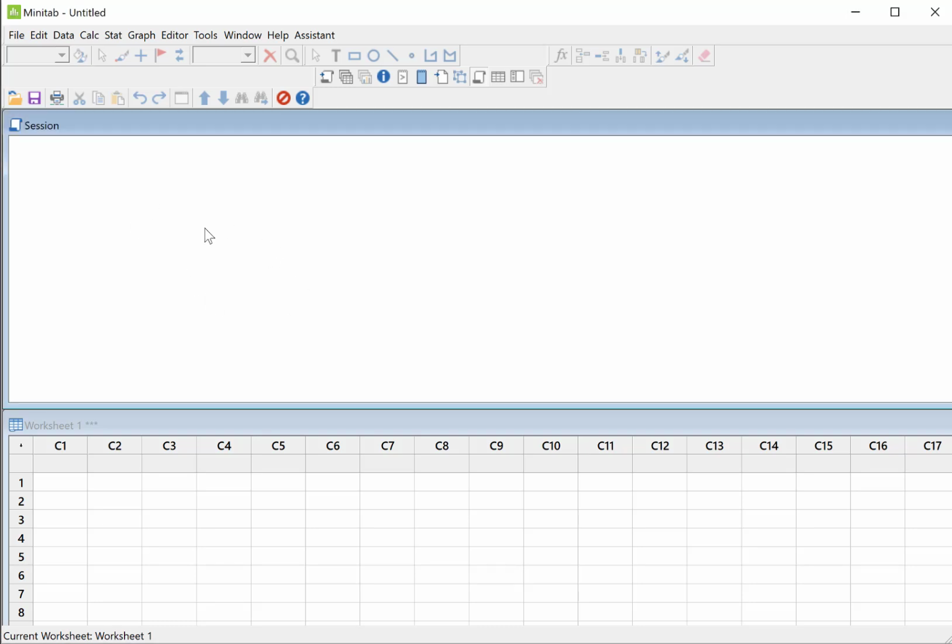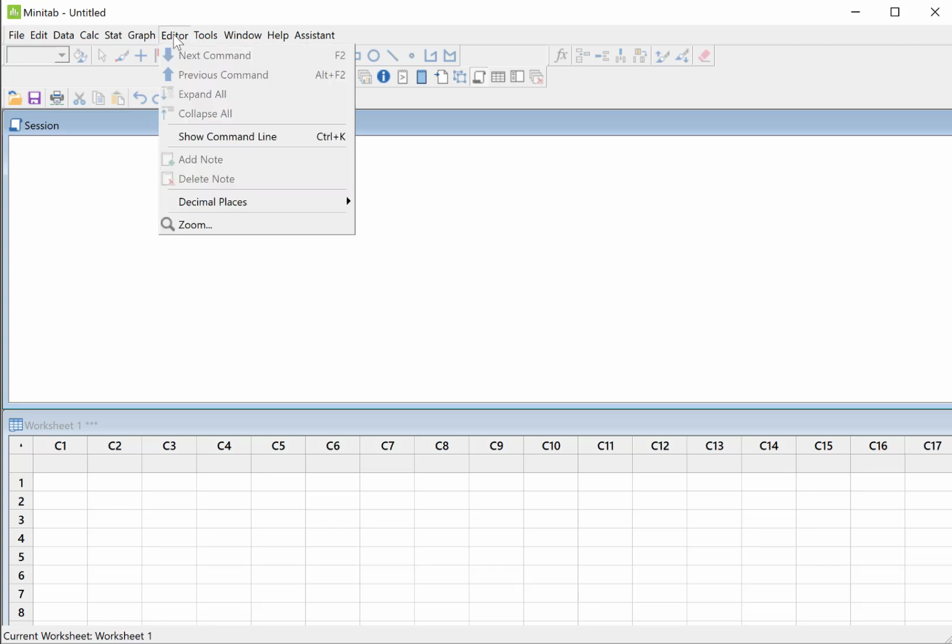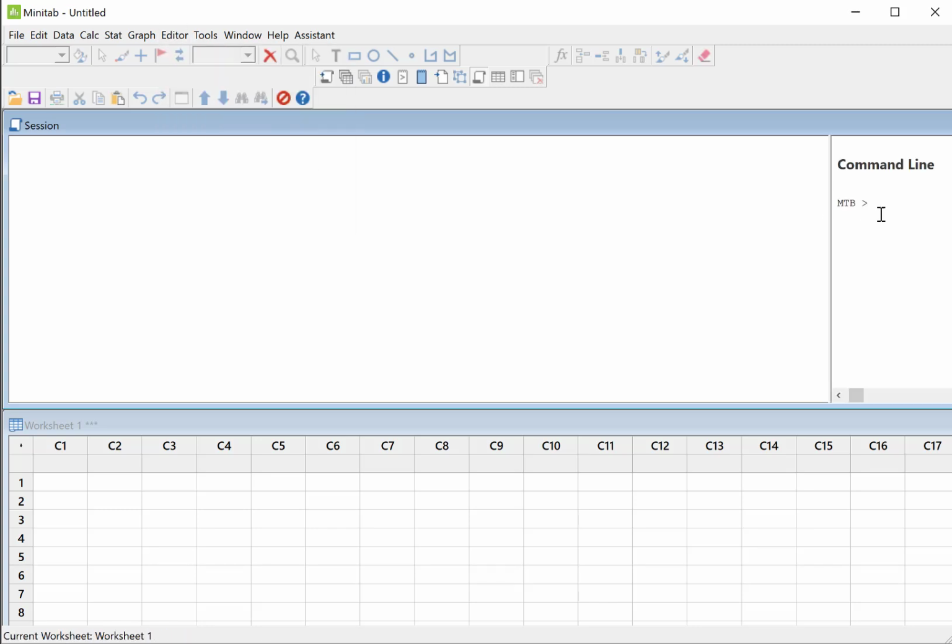So I left click into the session window, and I hope you noted that it became a deeper blue. If I press into the worksheet, that would become a deeper blue. But again, if I left click into my session window, it activates the session window, and the upper commands go with the session window. So I go into Editor, I say Show All Commands, and on the right hand side I'll see the command line. To get the cumulative distribution function, I type in CDF and a semicolon. A semicolon tells Minitab that I need to tell it some more information.